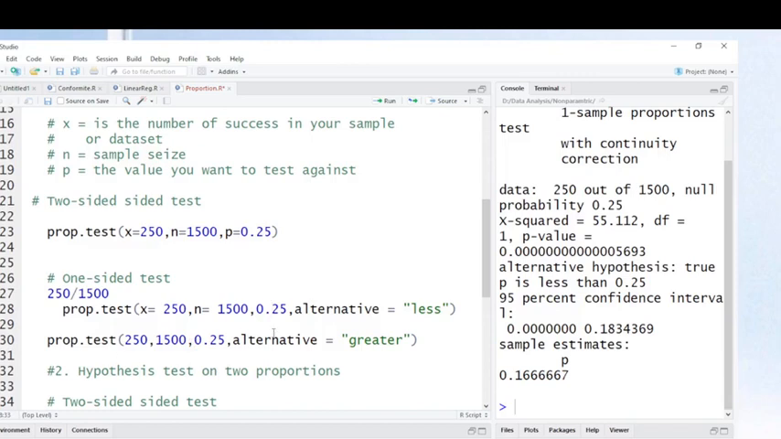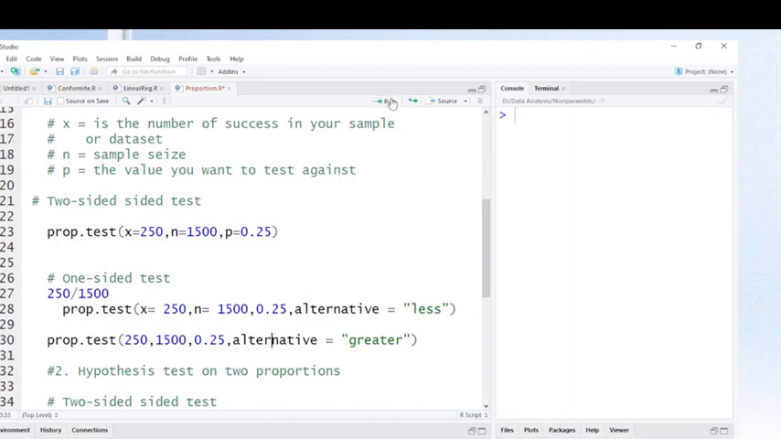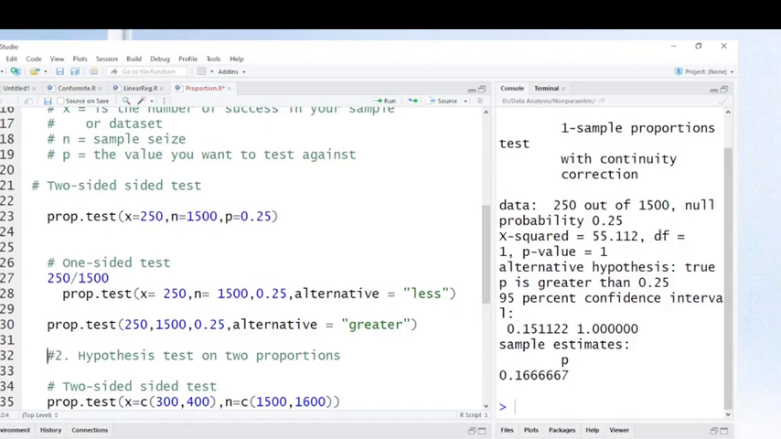And you can test whether this proportion is greater than this one. When we say greater, we use this greater. Look, friends. Now, as you see here, the p-value is greater than 5%, it is 1. That means the null hypothesis that 0.25 is greater than 0.16 is not rejected, and we conclude that this proportion is greater than this one. Okay, friends, this is how you can compare one proportion to a given standard.